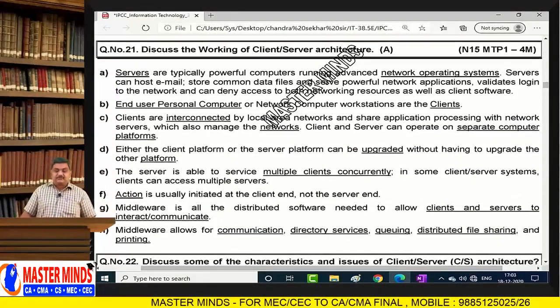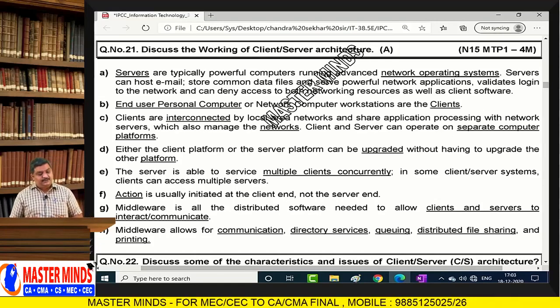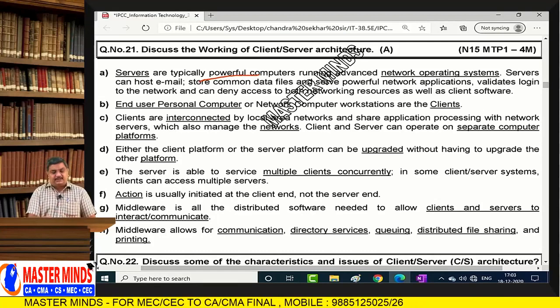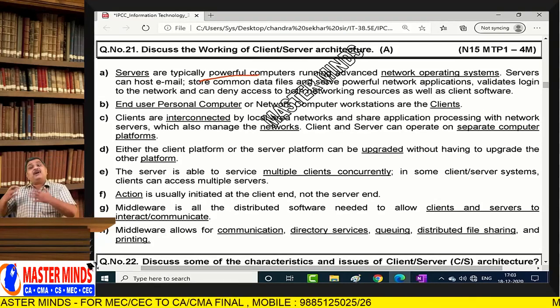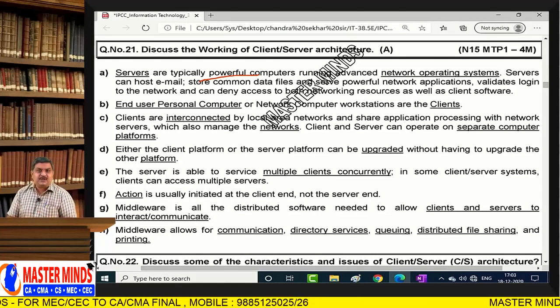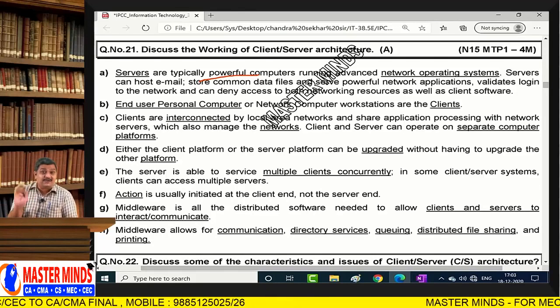And discuss the working of client server architecture. See how the client server architecture will function. You know what is a server? A server is also a computer, but of higher configuration. Your normal computer may have 6 GB of RAM, whereas the server contains 1 TB of RAM. Not 1 TB of hard disk, 1 TB of RAM it will have.